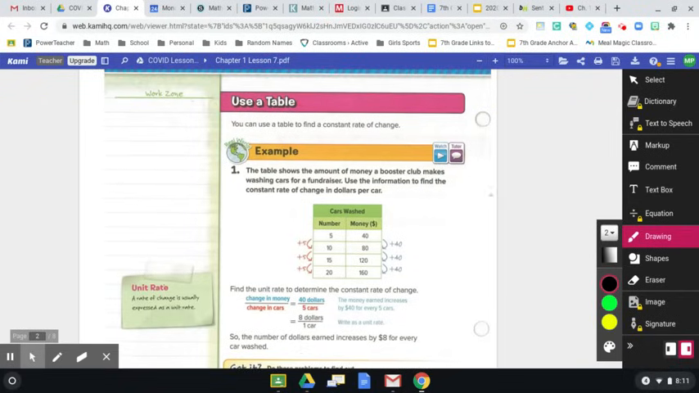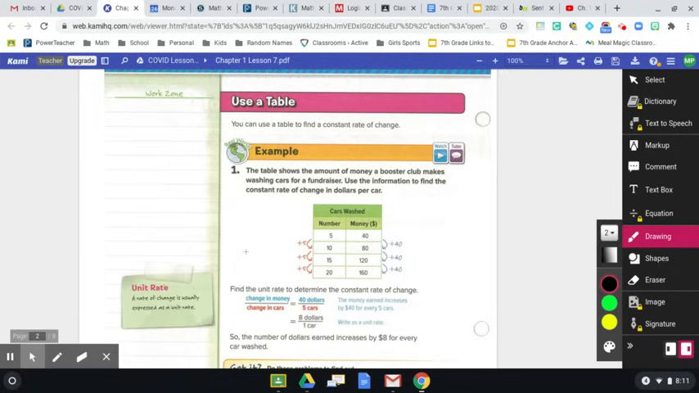So I'm actually going to start with you on page 66. And let's talk about constant rates in tables. So they've done the first example for you, and I'm just going to walk through this one for a minute. It says in example 1 that the table shows the amount of money a booster club makes washing cars for a fundraiser. Use the information to find the constant rate of change in dollars per car.